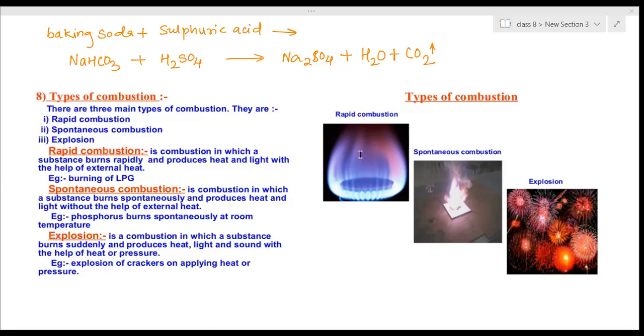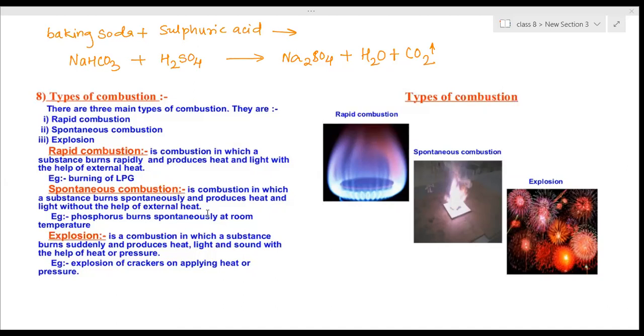Slow combustion is the rusting of iron. In it, iron slowly combines with atmospheric oxygen, producing light energy, but a very negligible amount of light energy, and heat energy is produced and immediately radiated, so we won't feel that heat energy. That type of combustion we call slow combustion. Is it clear? Are these types of combustions clear to you?